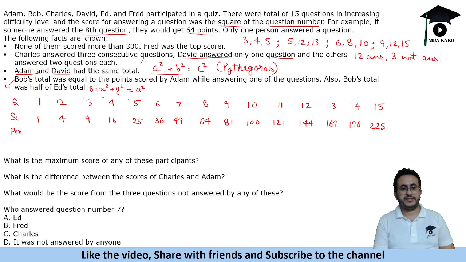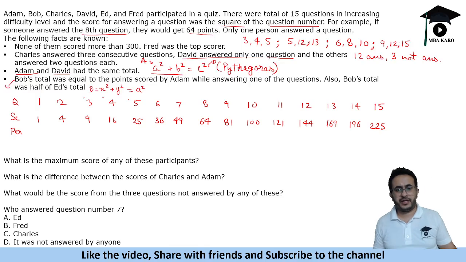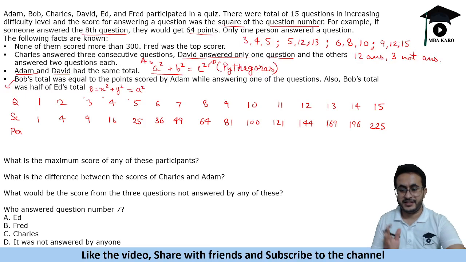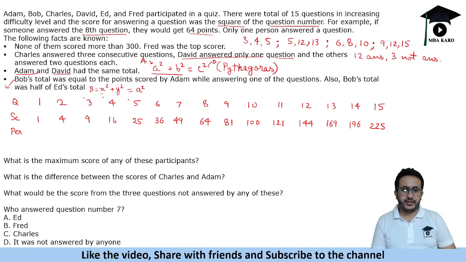Okay, so Adam is A and B and this is David. So that is equal to A square. Let's say any of the values, it's not necessary that A is less or high. So X square plus Y square is equal to A square. Also, Bob's total was half of Ed's total. So we are given certain conditions like this, so possibly this would help us crack the set. So Bob's total is the sum of 2 square numbers and Adam should have one of those.